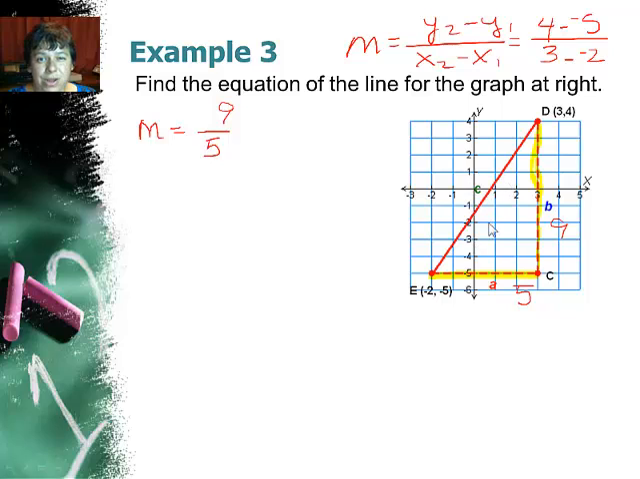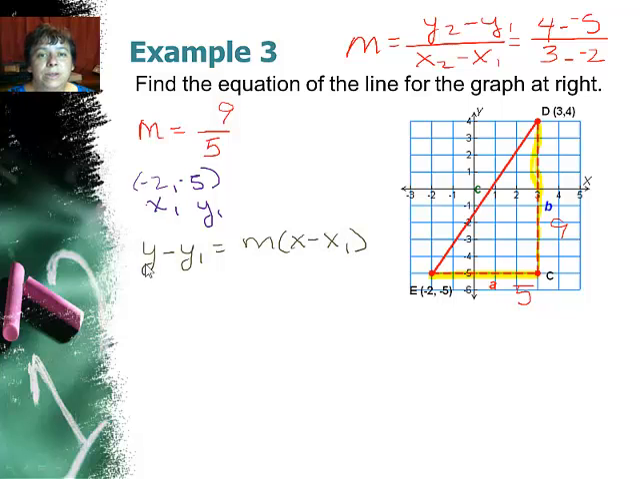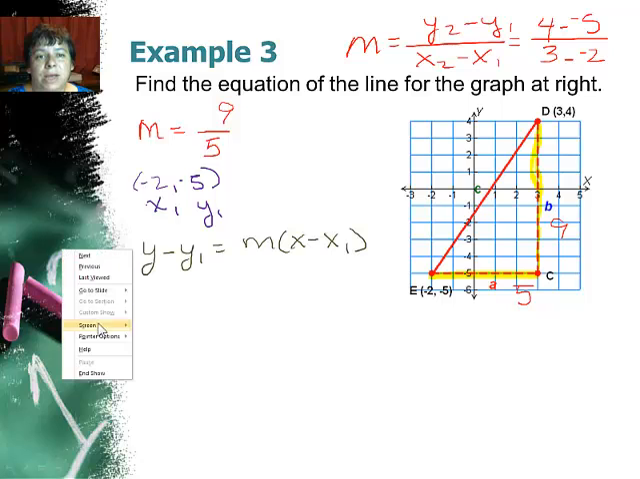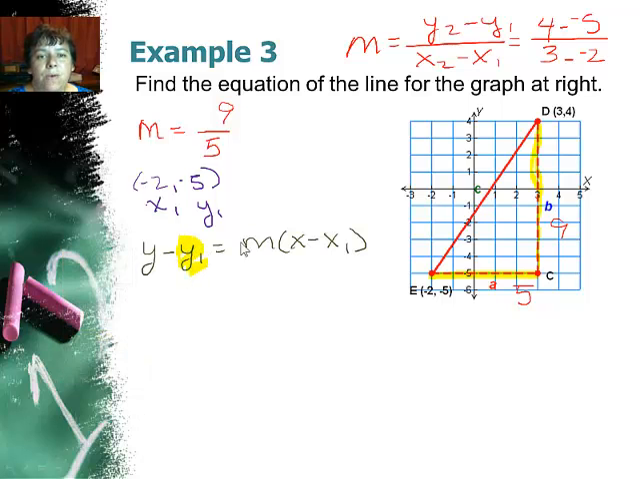Now I don't know the y-intercept, so I'm going to have to use the point slope form. I know this point, -2, -5, so I'm going to go ahead and use that. I could have used the other point, D. That would have worked fine, but I just happened to grab this one, point E. The point slope form is y minus y1 equals m times x minus x1. Don't forget that we are only substituting in for y1, for m, and for x1.